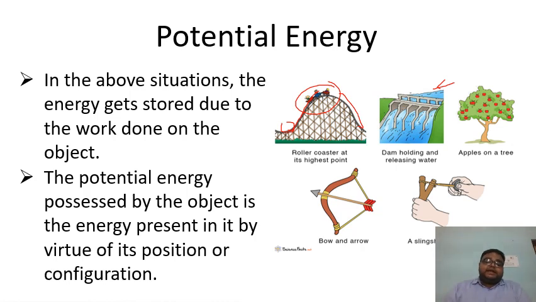The potential energy possessed by the object is the energy present in it by virtue of its position or configuration. Understood, students? The potential energy possessed by the object is the energy present in it by virtue of its position or configuration. Okay, students?